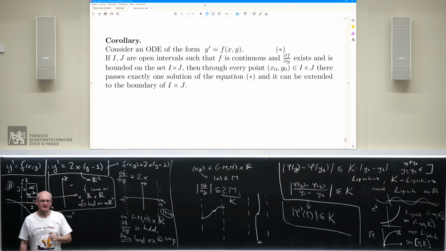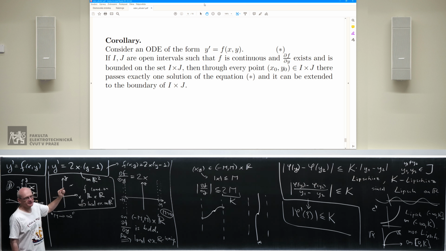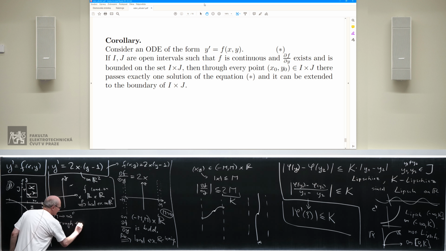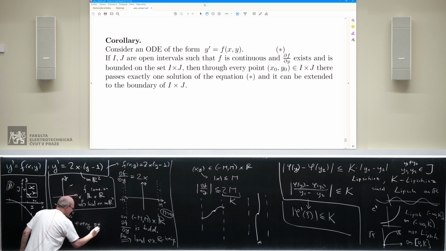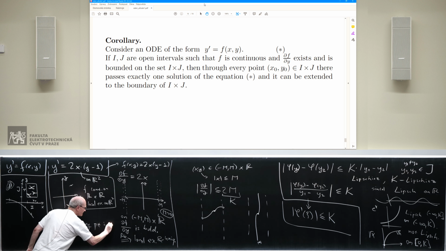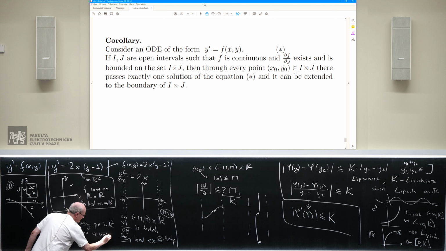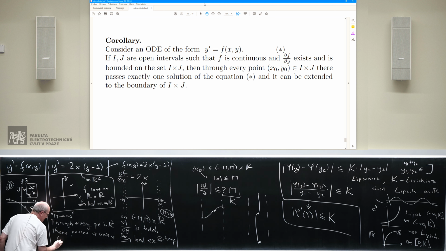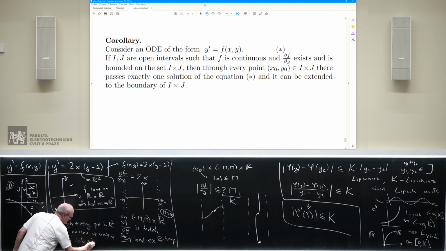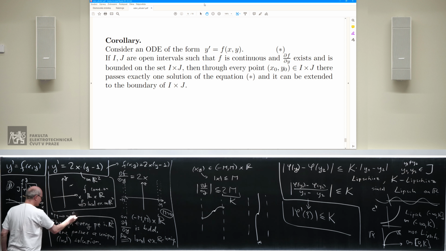So stage 2 actually ends up with the following conclusion. Through every point in the plane there passes a unique, and I put it in brackets, local solution. And that's the conclusion that we want to see.